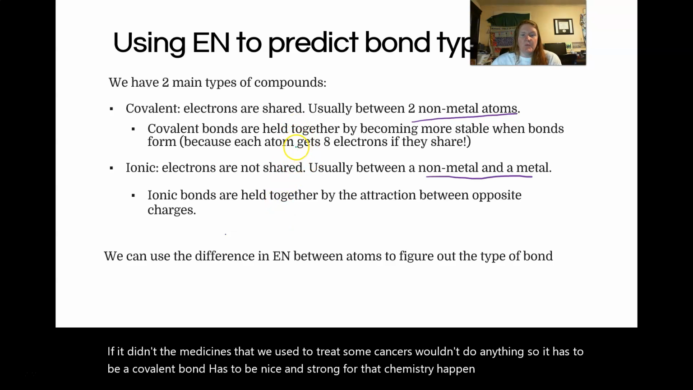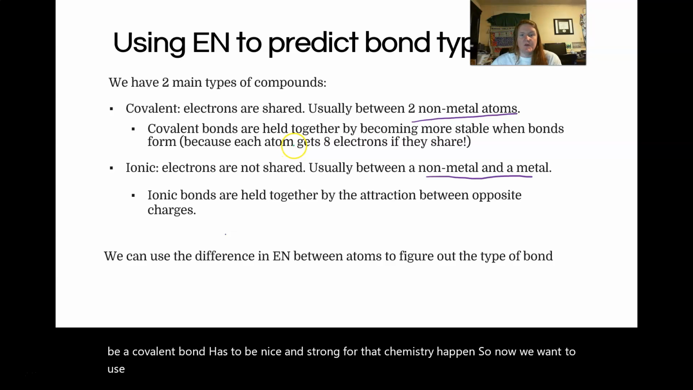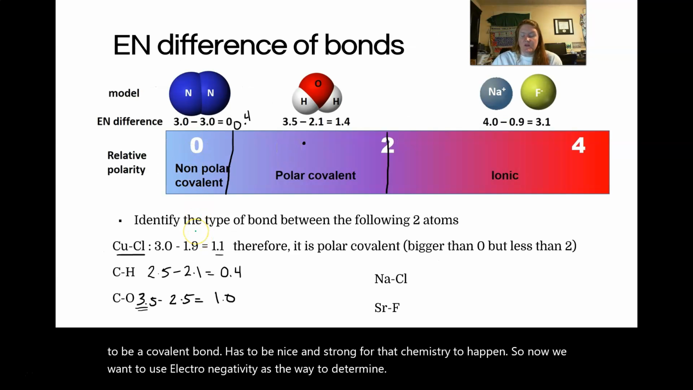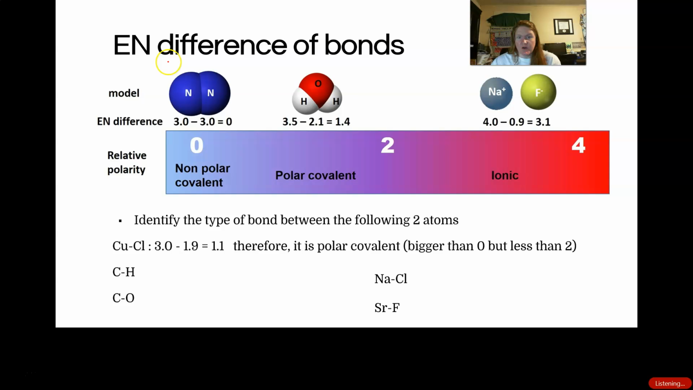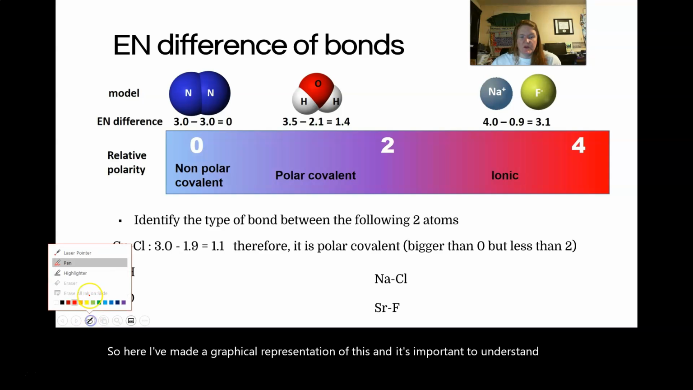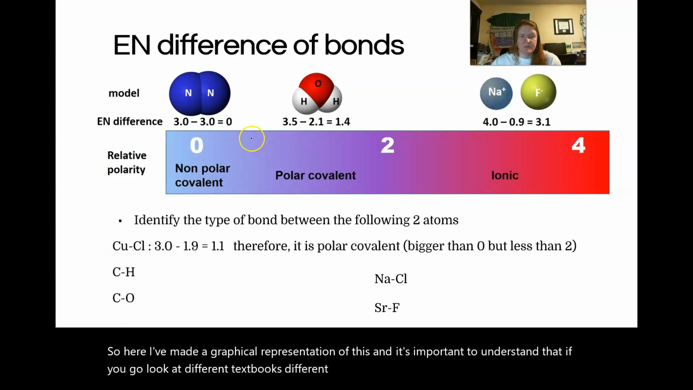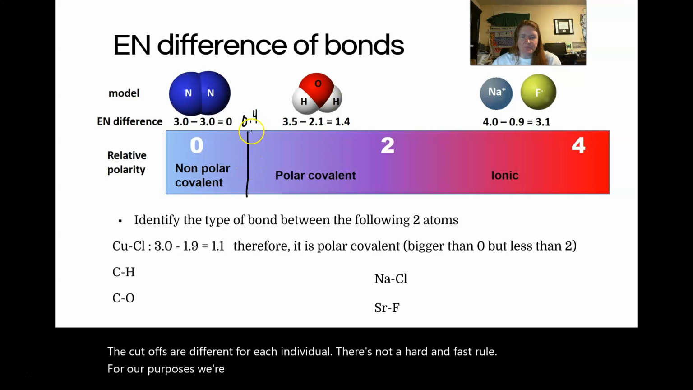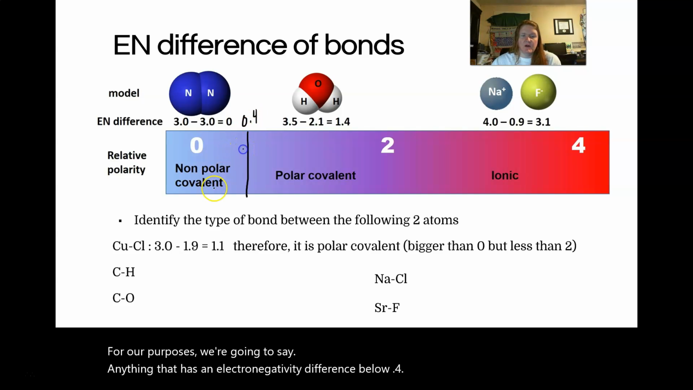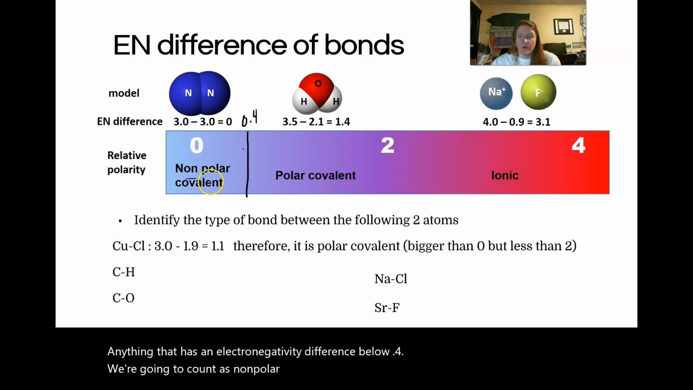So now we want to use electronegativity as the way to determine when things are covalent and when they're not. Here I've made a graphical representation of this, and it's important to understand that if you go look at different textbooks, different YouTubers, whatever, the cutoffs are different for each individual. There's not a hard and fast rule. For our purposes, we're going to say anything that has an electronegativity difference below 0.4, we're going to count as nonpolar. So nonpolar meaning the electrons are shared equally between the two atoms.